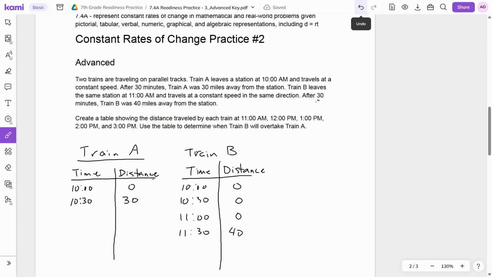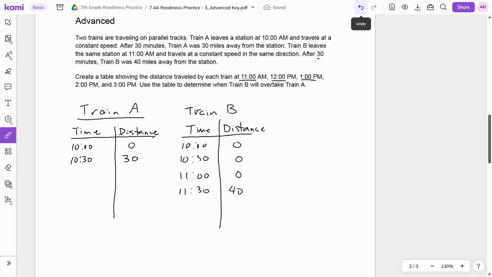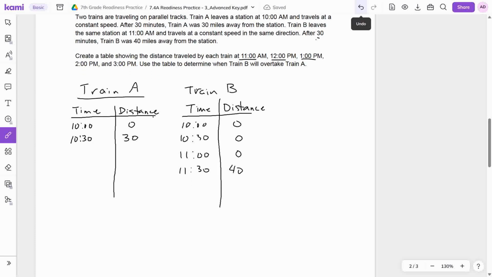So that's my constant rate there. I've got that 30 miles in 30 minutes for train A. I've got 40 miles in 30 minutes for train B. And then we need to figure out what happens at 11, 12, 1. So my rate right here is per half hour. Let's figure out what I have per hour. So I'm going to go ahead and extend this down. I'm going to have 11. So that's going to be 60. So really I'm doing 60 miles an hour here.